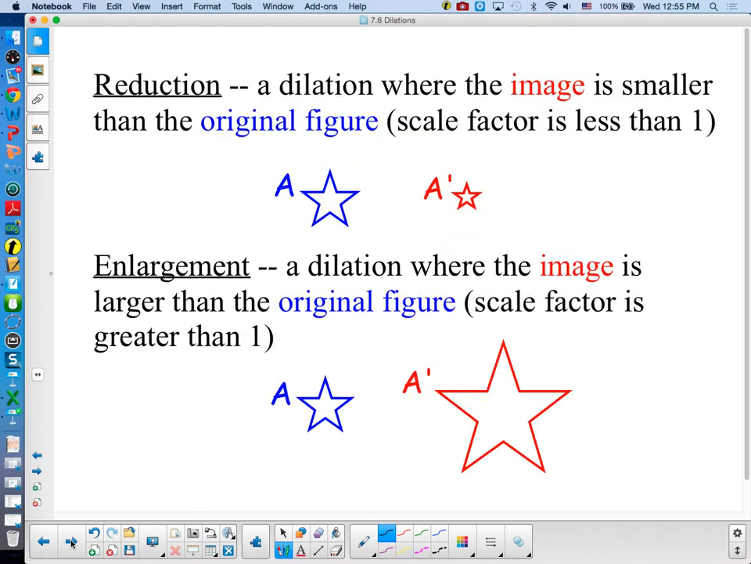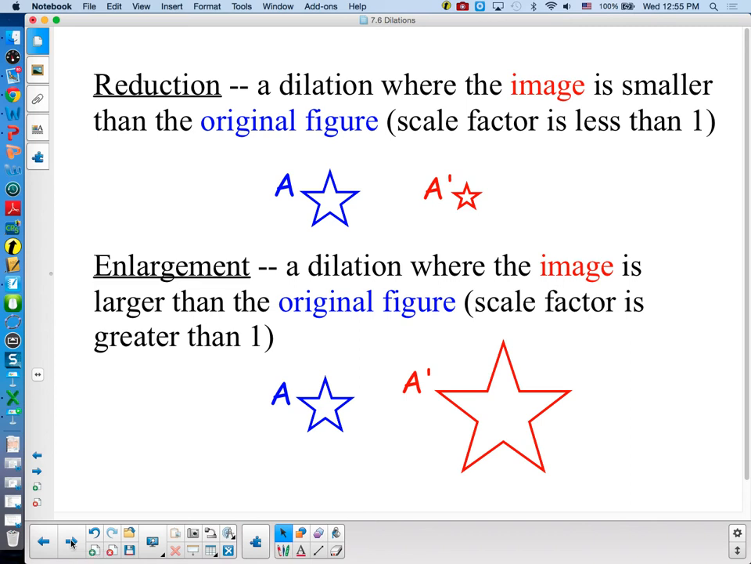So here's what I was talking about, reduction or enlargement. I think these are the last notes to write, and then we'll do some drawing. A reduction, that's a dilation where the image is smaller than the original figure. You remember when we talked about image and pre-image? Image is your ending, your stopping figure. Pre-image is the one you start with.